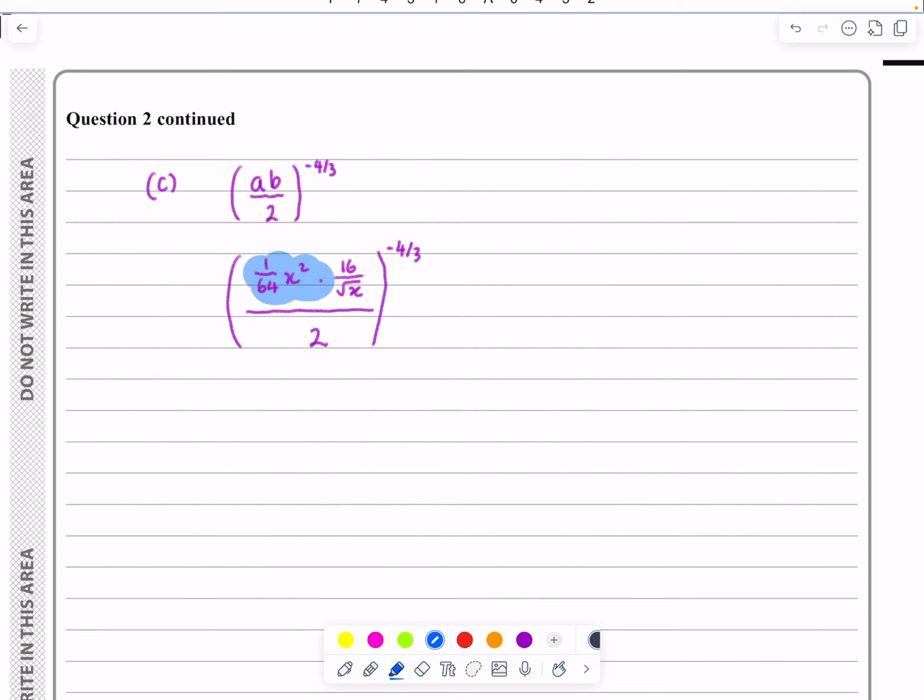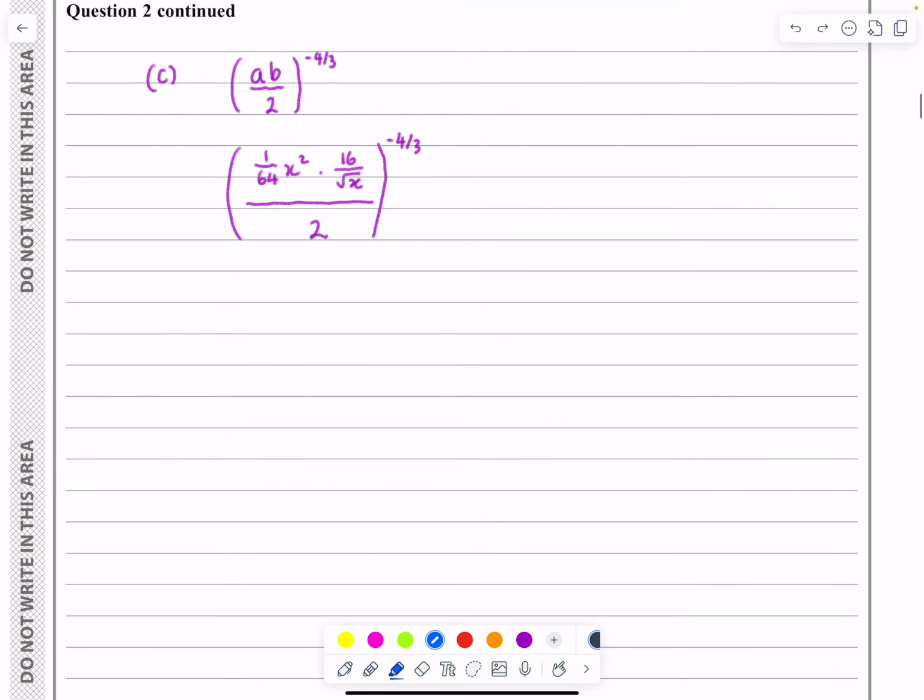So all I'm going to look at is just tidying up this top bit here first of all. 16 over 64, I can tidy those two bits up. 16 divided by 64 is going to be a quarter, so I've got a quarter. And then I've got x squared here, divided by x to the half, divided by square root of x. That means subtract the 2 powers there. So 2 take away 1 half is going to leave me x to the 3 over 2 there. So it's that, all divided by 2 to the power of minus 4 over 3. Yeah, now I know that I could have called that an 8th straight away, but I'm just going to do it nice and slowly. So then that's x to the 3 over 2, a quarter then divided by 2 is going to give me an 8th, to the power of minus 4 over 3.